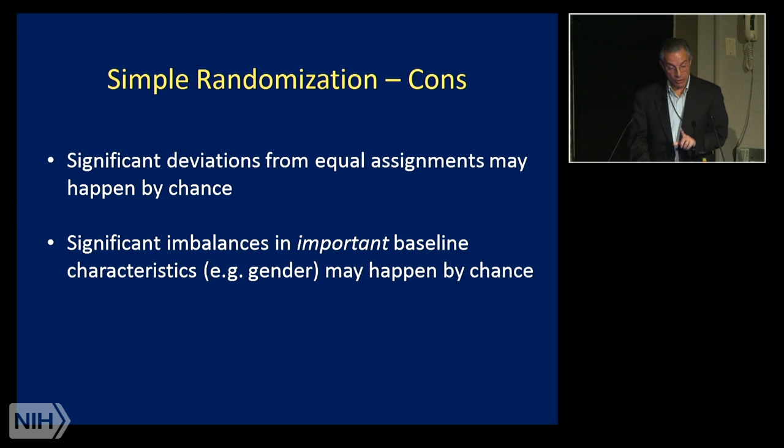Those 2 bullet points are not the same. They may look the same, but they're not. One says you have different numbers in each treatment group, and the other one is saying the women and the men are not balanced equally between the 2 different groups. Okay, and I'm going to show you what I'm talking about.